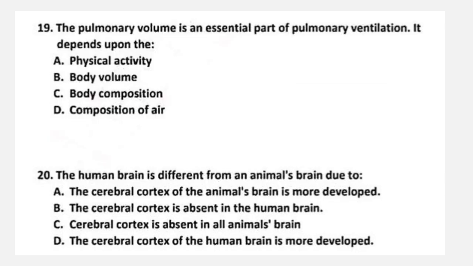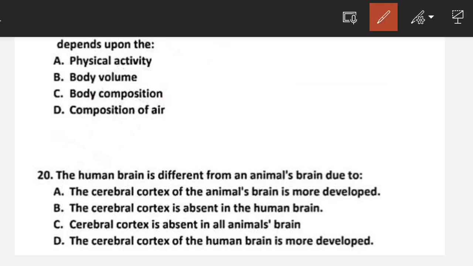Question number 19, the pulmonary volume is an essential part of pulmonary ventilation. It depends upon the option A is the physical activity, option B is the body volume, option C is the body composition, and option D is the composition of air. So the pulmonary volume ultimately depends on the body composition of a person. So the correct option will be option C, body composition.